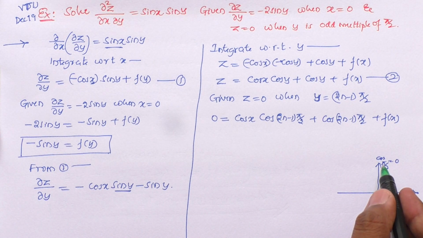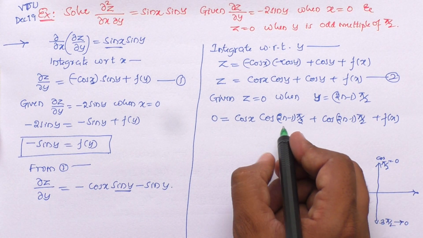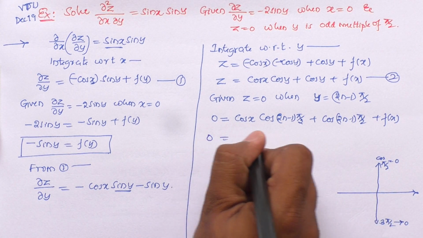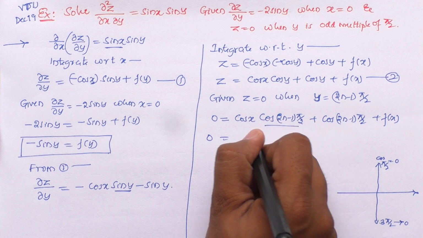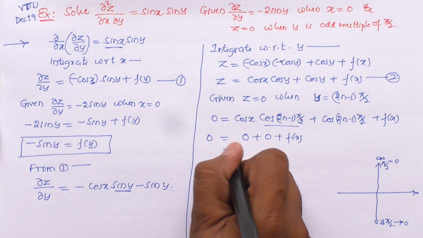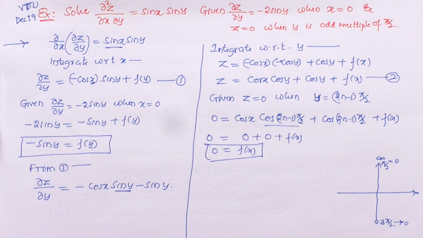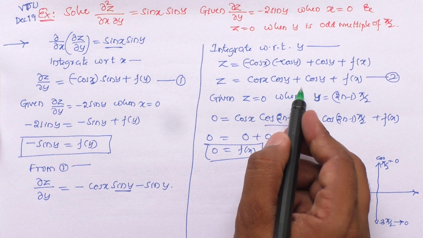So an odd multiple of pi by 2 for cosine will be 0. So this term is 0. Cos of (2n minus 1) pi by 2 is 0. So we get f of x equal to 0. Once you get this, substitute here.